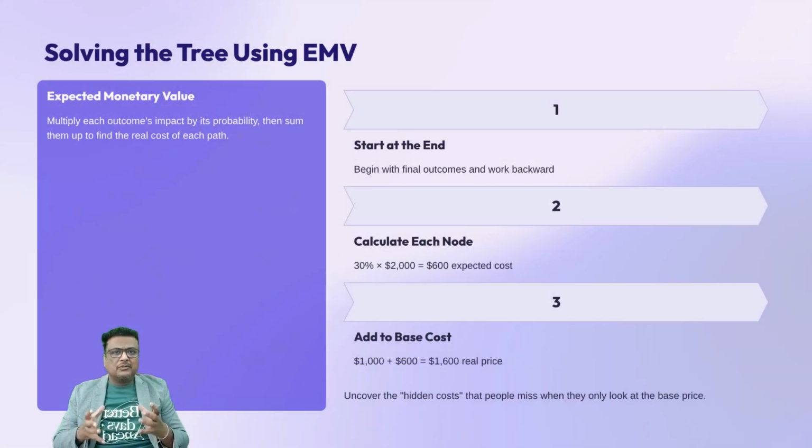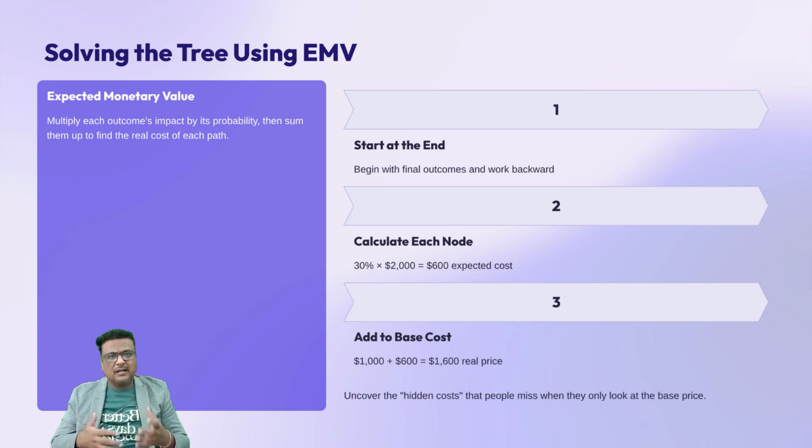This brings us to solving the tree using EMV. The book style definition refers to the process of folding back the tree from right to left, multiplying the impact of each outcome by its probability and summing them up to find the expected monetary value for each decision path. To translate that into human speak, it's doing the risk math. You start at the end of the branches and work your way back to the start.